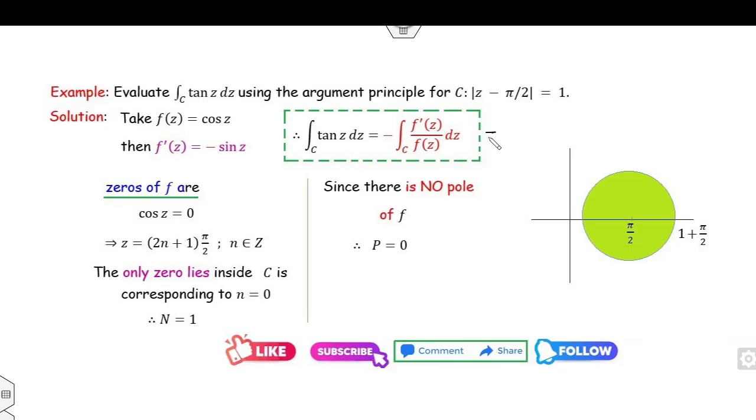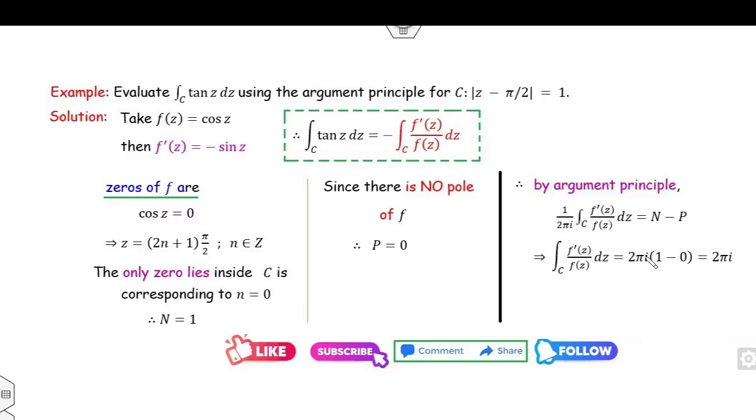So I can substitute the values in the argument principle. It is 1 over 2 pi i times (n minus p). n is 1, p is 0. So therefore it is 1 minus 0. But here the value is 2 pi i, and because of this negative sign, the answer is minus 2 pi i, which is the correct answer.